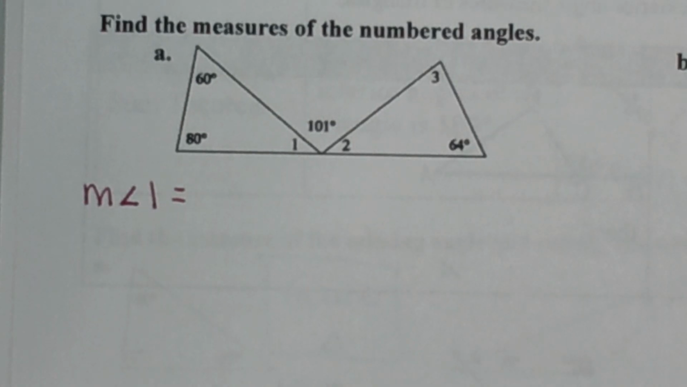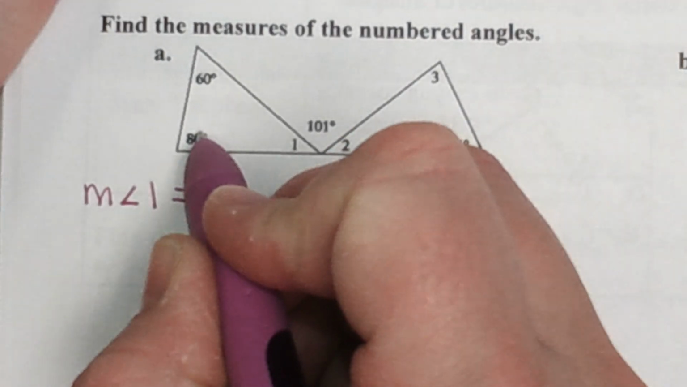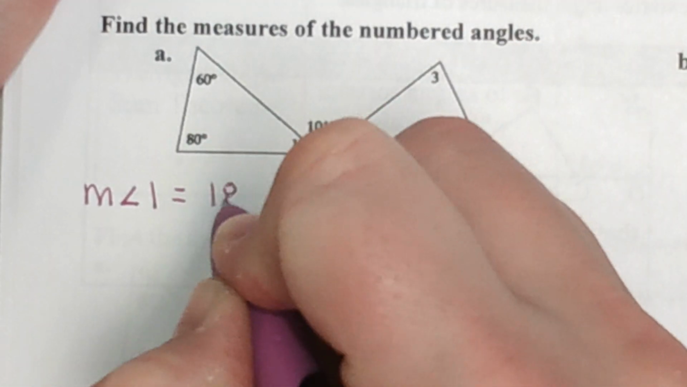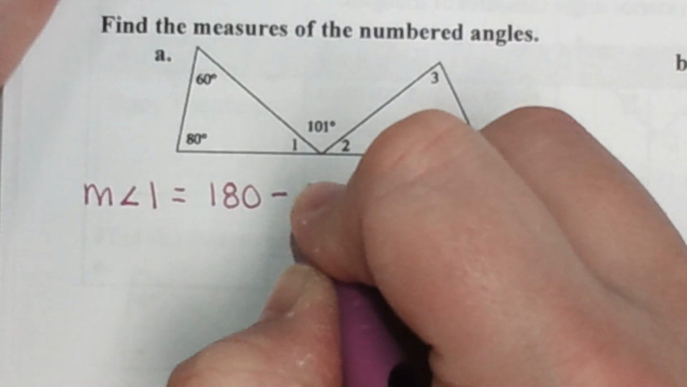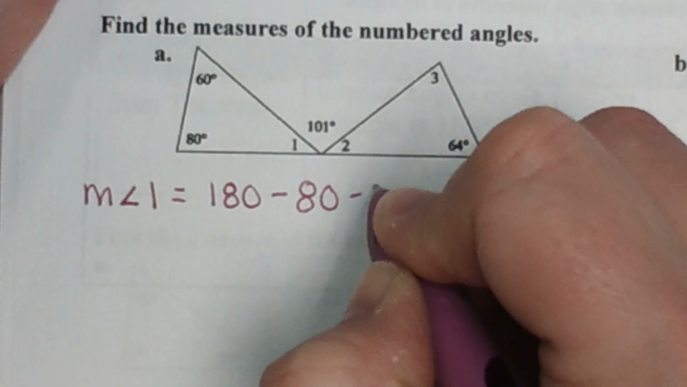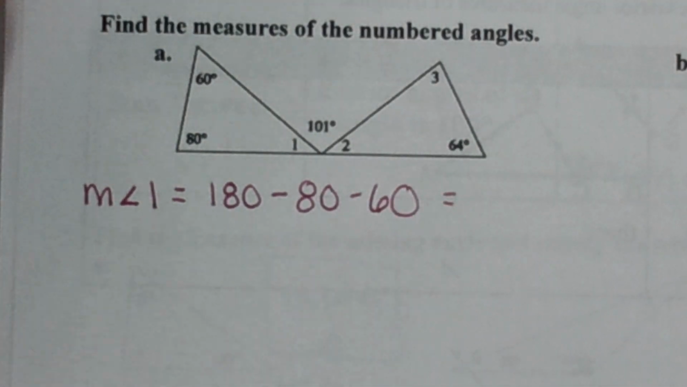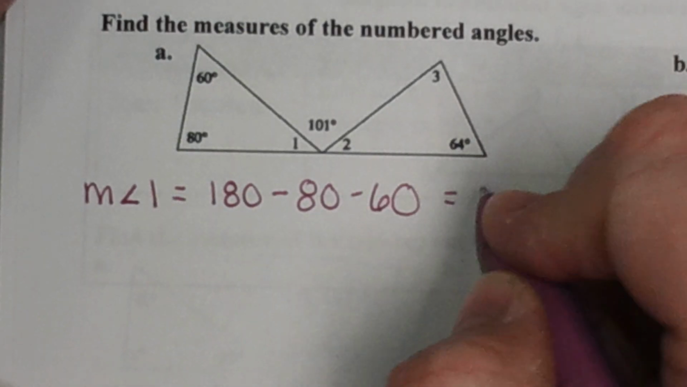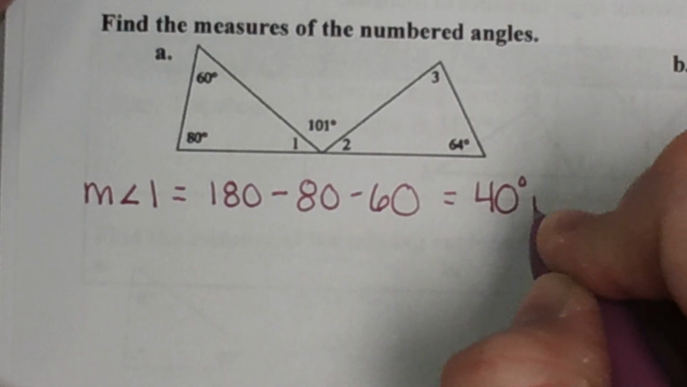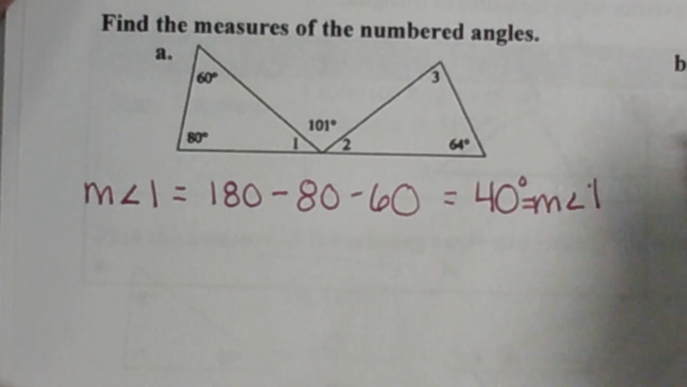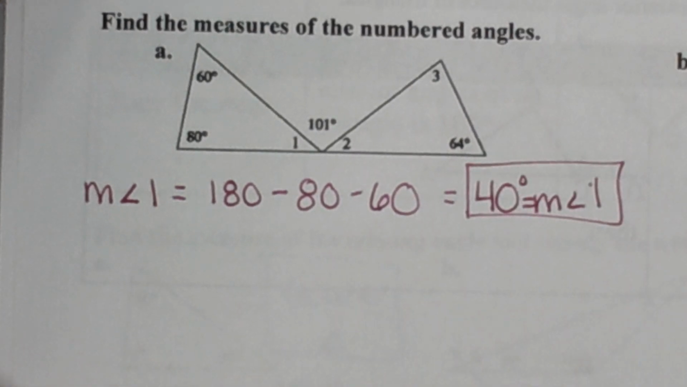The three angles of a triangle add up to what again? 180. So if I know 2 of the angles inside of a triangle, I can find the third by doing 180 minus the 2 I know. What is 180 minus 80 minus 60? 40. So measure of angle 1, oops, I forgot the equal sign, is equal to 40 degrees.